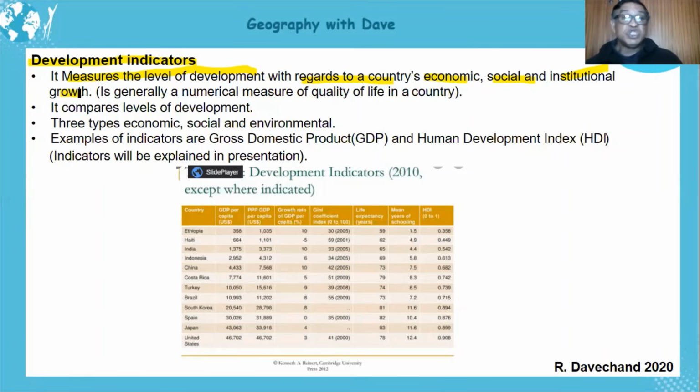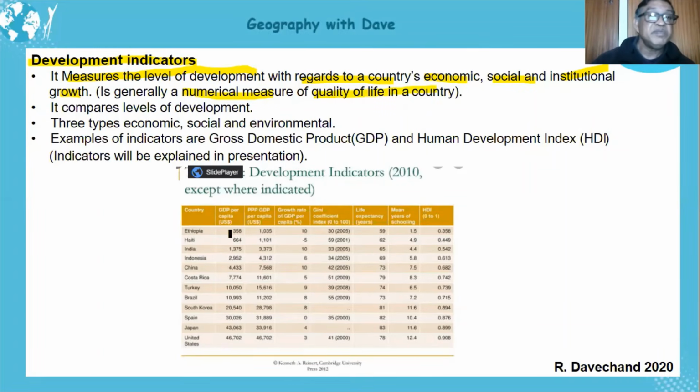Social, you understand, the health of the people, the death rate, the birth rate, all these things we start looking at. The institutional growth of infrastructure, institutions, whether it's universities, colleges, whatever. We do all that. And generally, it's a numerical measure of the quality of life.